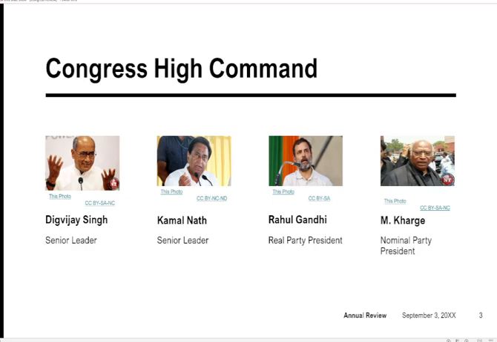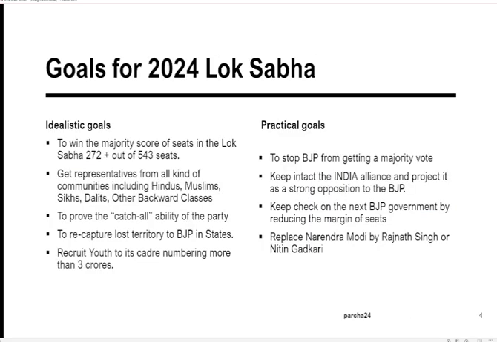Moving on to the next part, here you can see what the goals of Congress are in theory and which are gettable, under the headings of idealistic or practical goals.